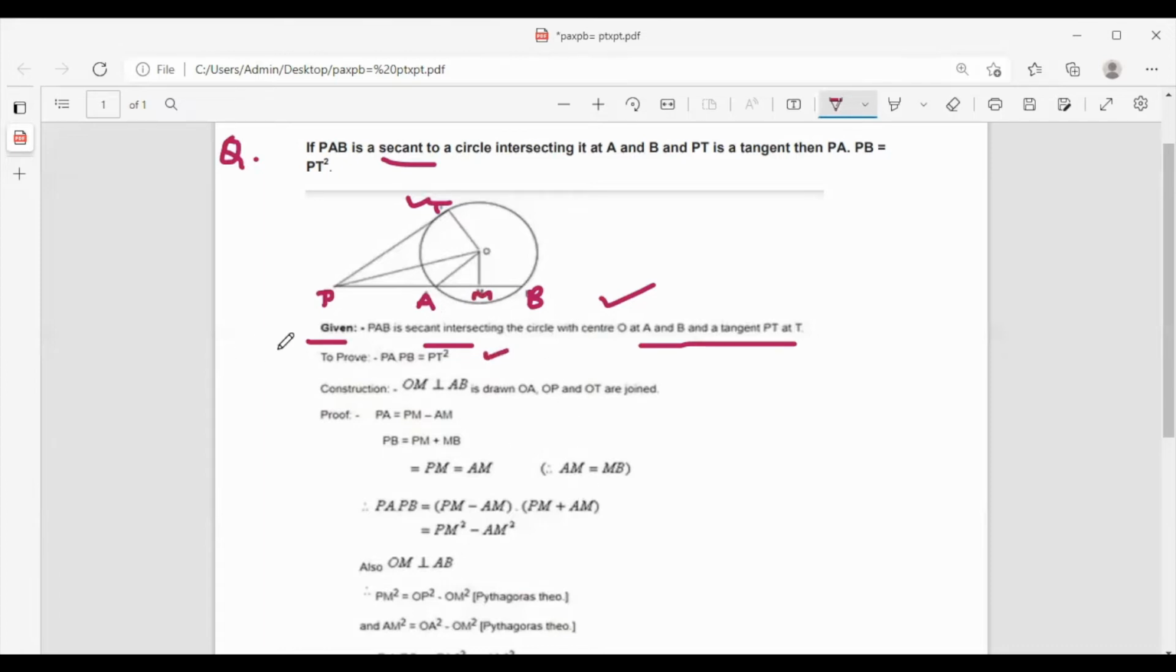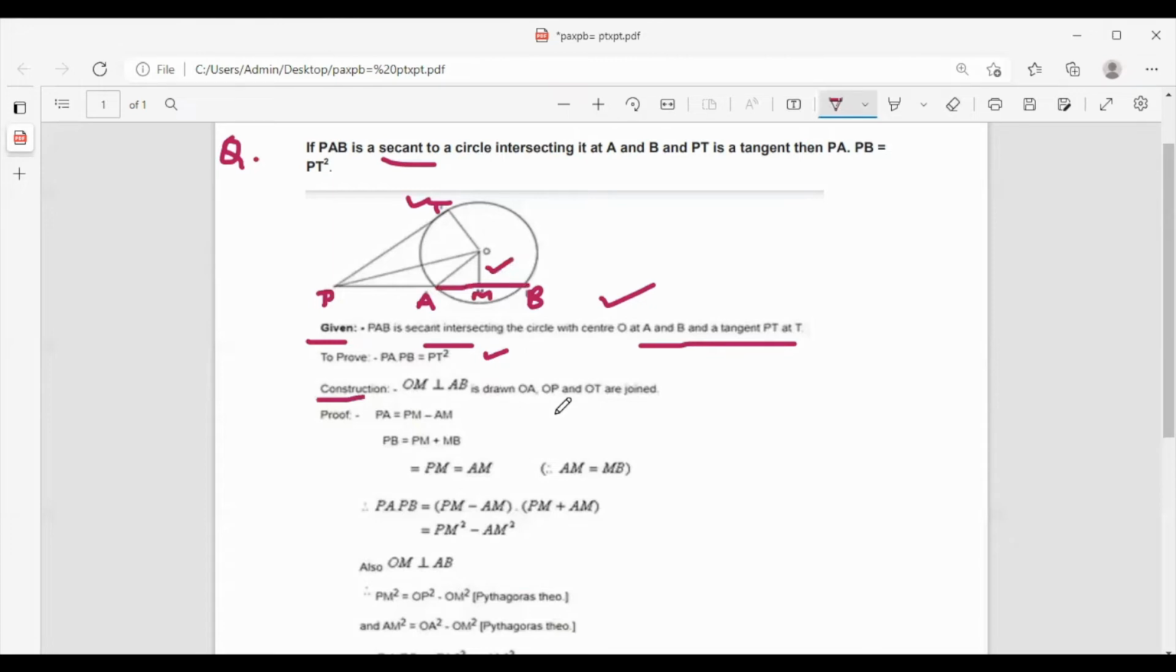Here we need to do one construction to prove this particular theorem. We draw OM perpendicular to AB, and then we join OA, OP, and OT. Now we are going to do the proof.